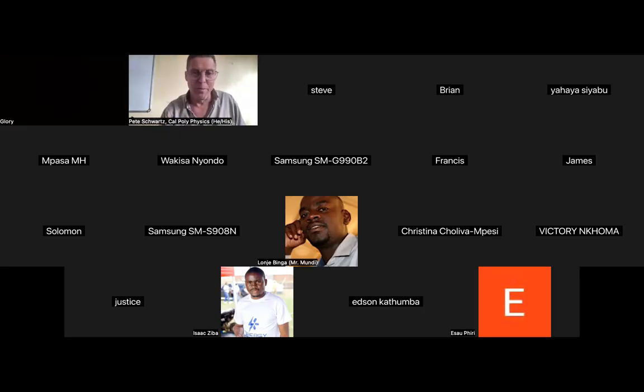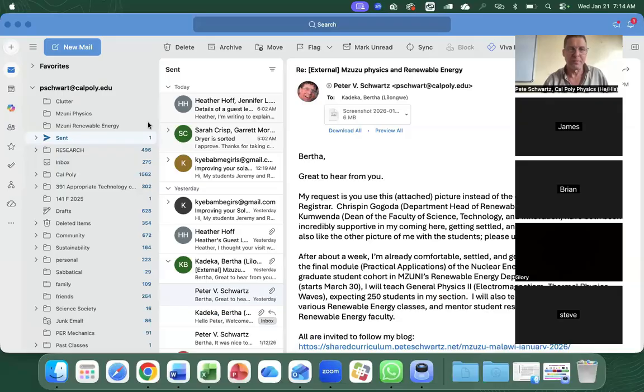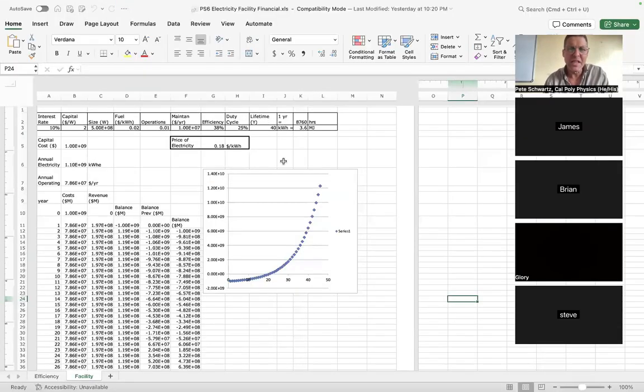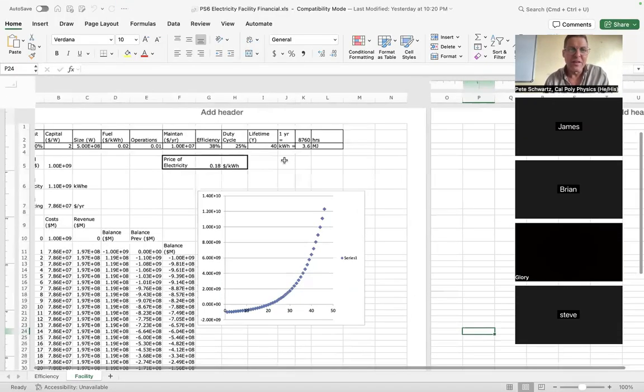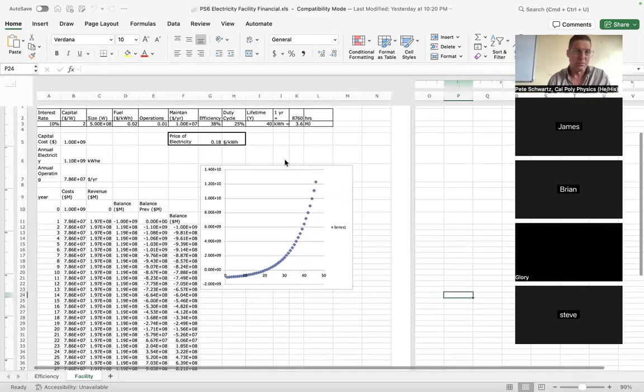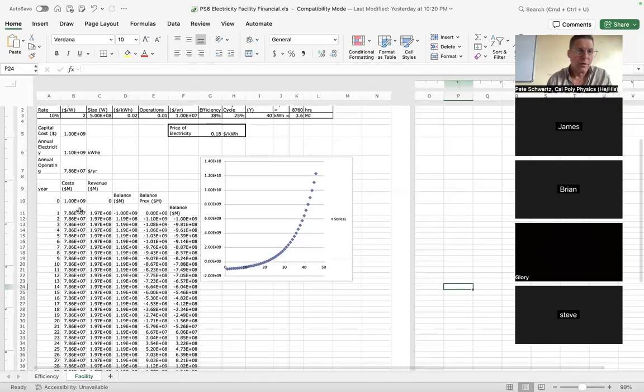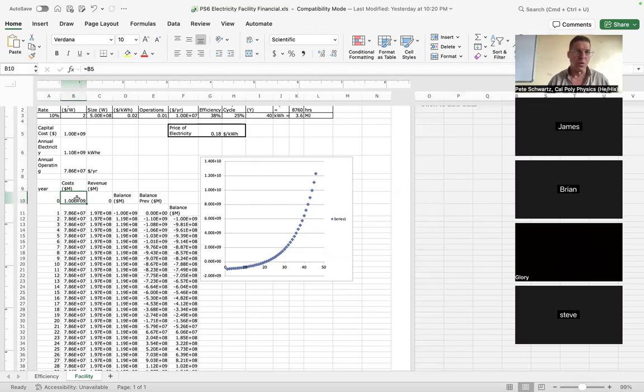So let me just take a couple minutes and show you the Excel spreadsheet. Okay. Here it is. All right. And so what we see here is a computer model of your bank account, right? You take out a loan for $1 billion to build your natural gas combined cycle reactor. Oh, no, this isn't a nuclear reactor. Pardon me. This is a natural gas combined cycle reactor, right?